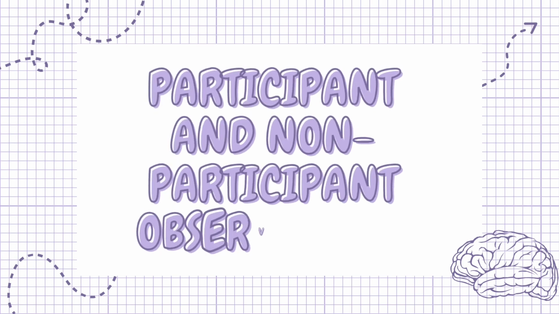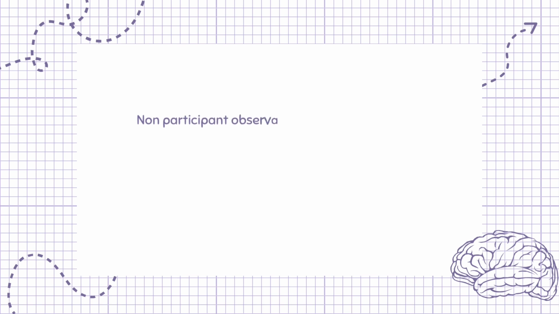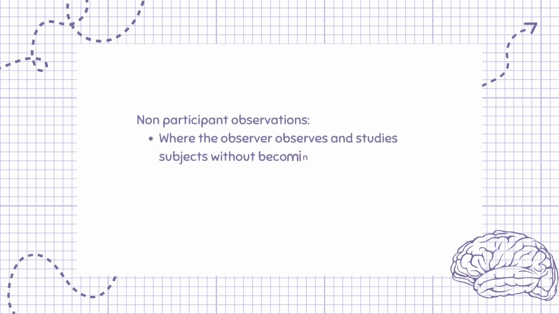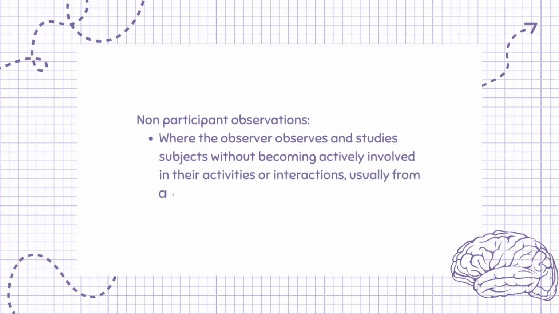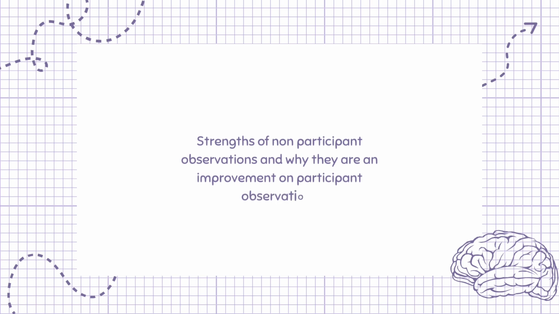Participant and non-participant observations. Non-participant observations. Where the observer observes and studies subjects without becoming actively involved in their activities or interactions, usually from a distance. Strengths of non-participant observations and why they are an improvement on participant observations.